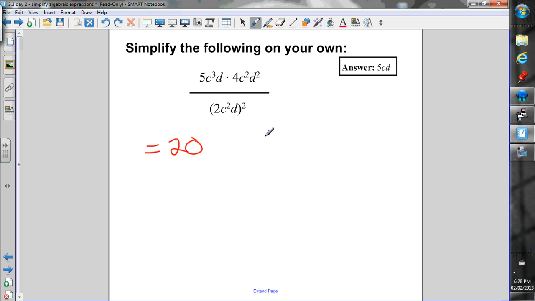Now what I'm going to do, I'm going to look for powers to the same base. I have a c cubed times a c squared. Product rule tells us to add the exponents. So c to the 5. I have a d times a d squared. Add the exponents. I have a d cubed.